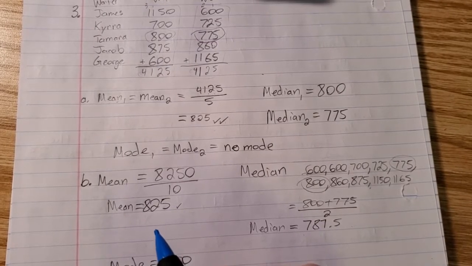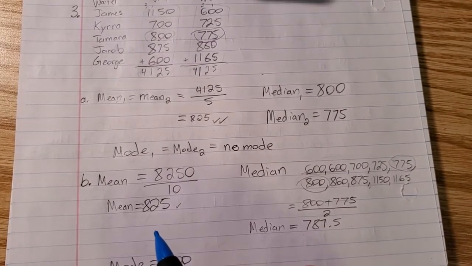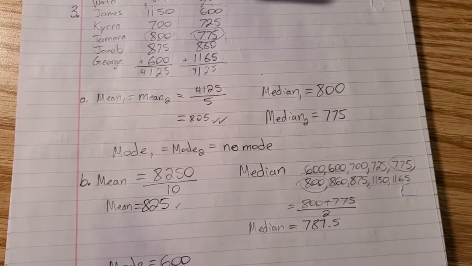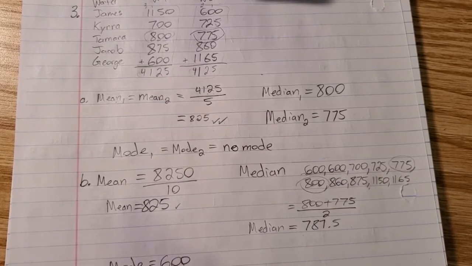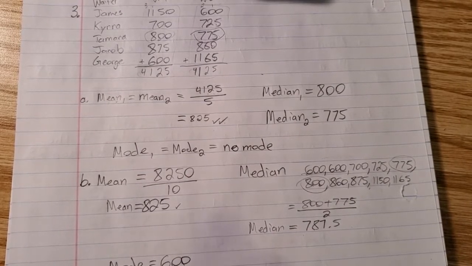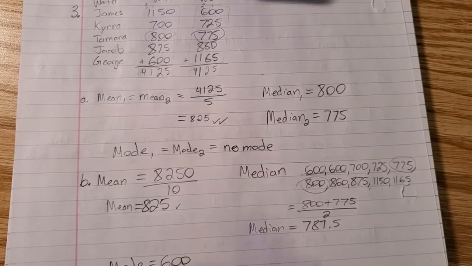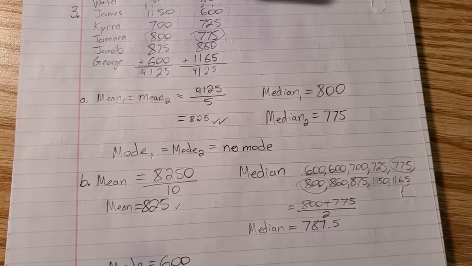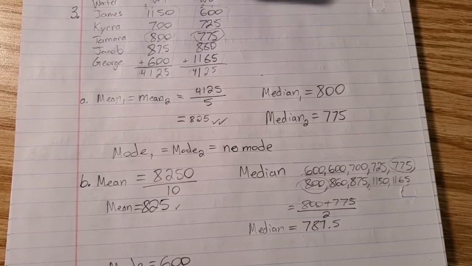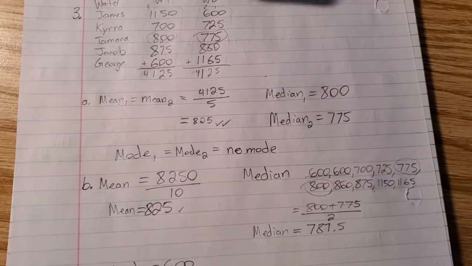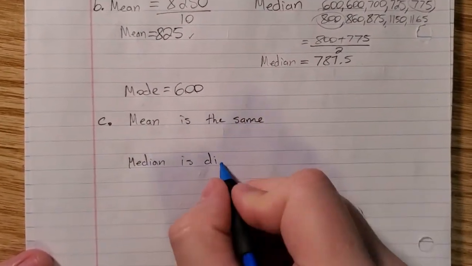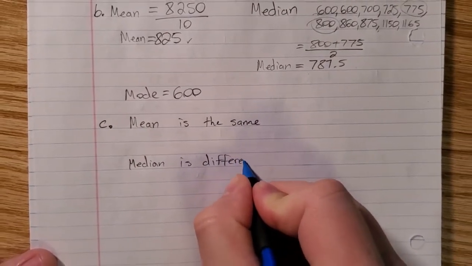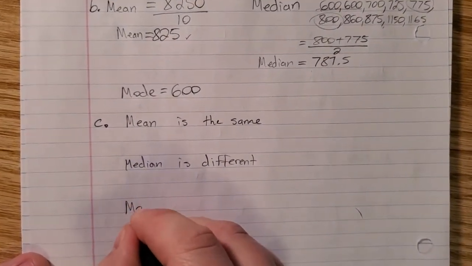Part C says, compare your answers in part A and B. Which are the same? Which are different? Explain why. So part C, which ones are the same? The mean is the same. I'm going to leave some room to explain why, but let's just leave that. And the median is different. Left some room here to write in my reason. And our mode is different.